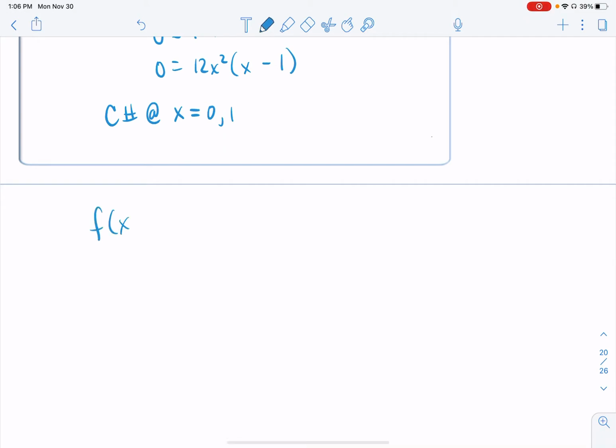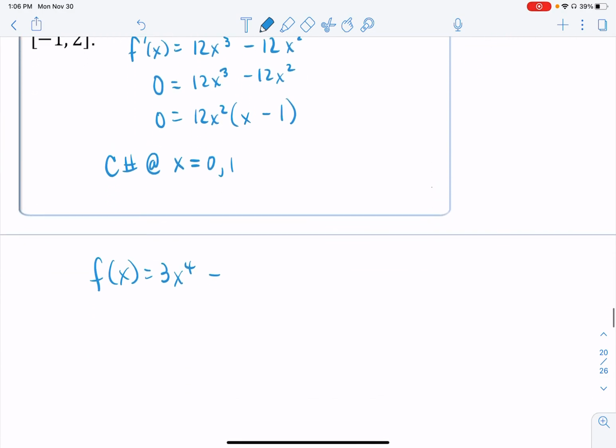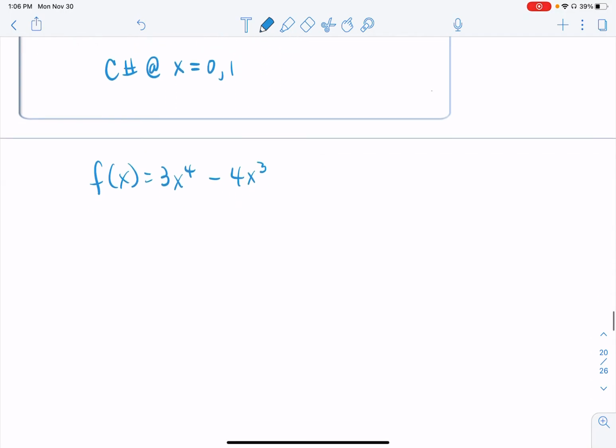My function was f of x is equal to 3x to the fourth minus 4x cubed. I wrote that down again because I need to find the y values of all of these candidates and see which one's the biggest and which one's the smallest. I'm going to make a table of values here, like it's algebra 1. I don't know why it's so lopsided. Let's just go with it.